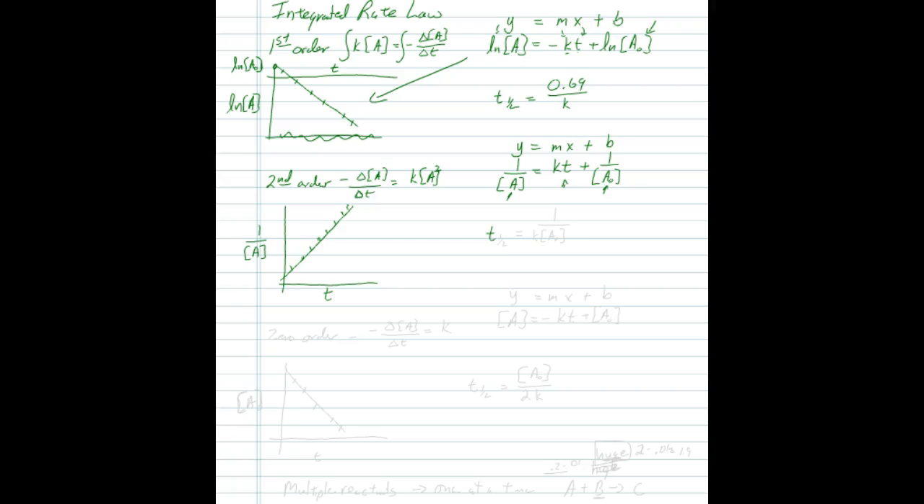The half-life equation, the time for half the stuff to disappear, is 1 over K times the concentration of the original amount. What you do is pick half of A as some certain number, put that in, and solve for T, and that's the equation you get.